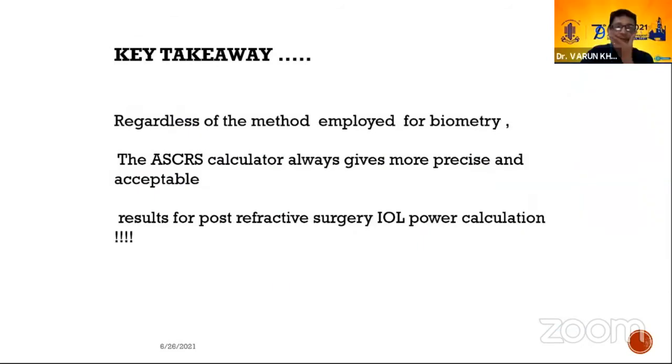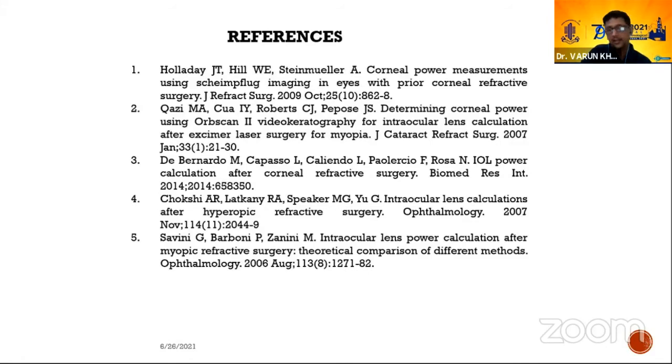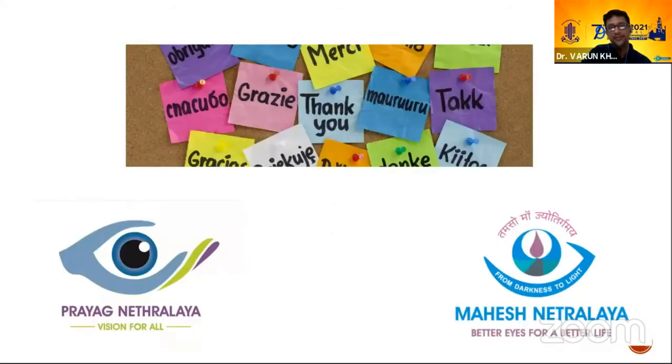And so the key takeaway would be, regardless of the method employed for biometry, the ASCRS calculator always gives a more precise and more acceptable result for post-refractive surgery IOL power calculation. I hope I've made myself clear. I'll be happy to take any questions. These are my references. Thank you.